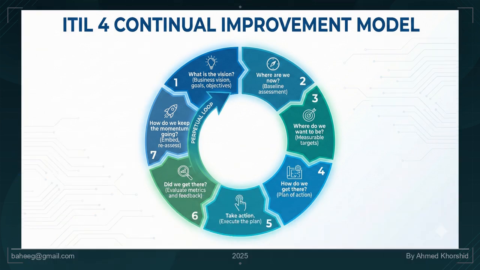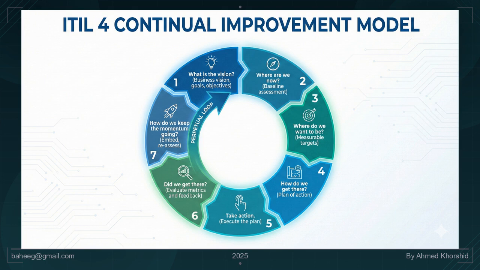Figure: extra detailed AI-ready prompt for an AI-generated diagram of the ITIL continual improvement model. Show a circular cycle with 7 clearly numbered steps. 1. What is the vision? Business vision, goals, objectives. 2. Where are we now? Baseline assessment. 3. Where do we want to be? Measurable targets. 4. How do we get there?